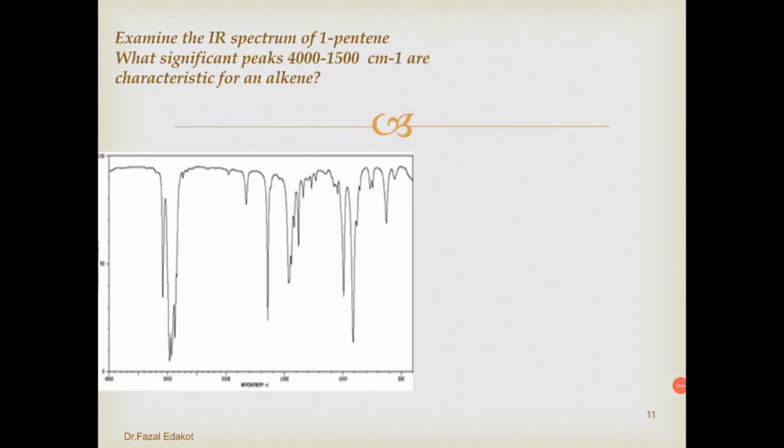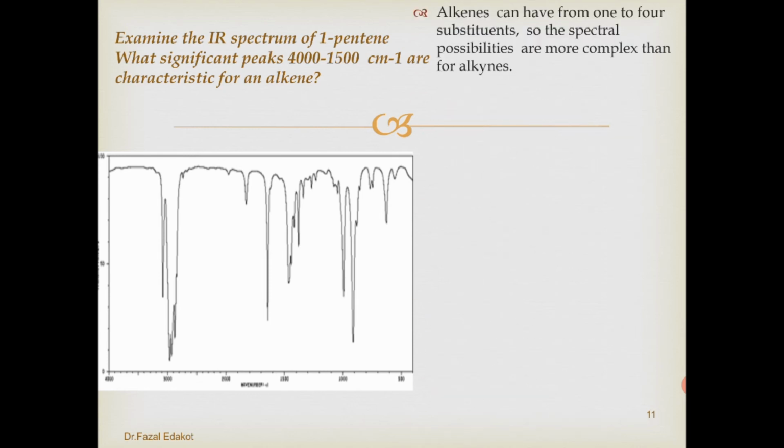Then examine the IR spectrum of 1-pentene. We have discussed alkanes, we have discussed alkynes, and now we are discussing alkenes. So this is an alkene, a typical alkene. The compound is 1-pentene. So what are the characteristics of this spectrum?